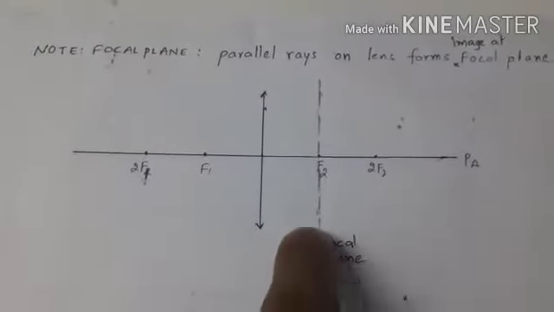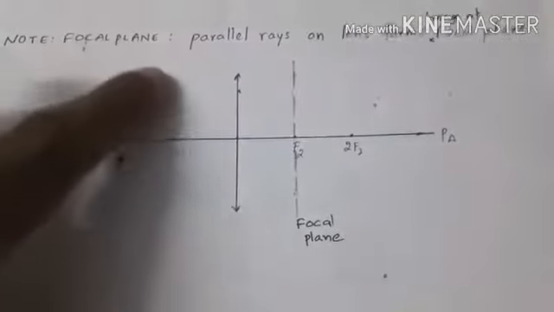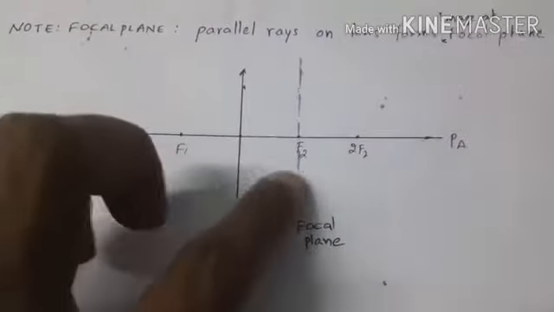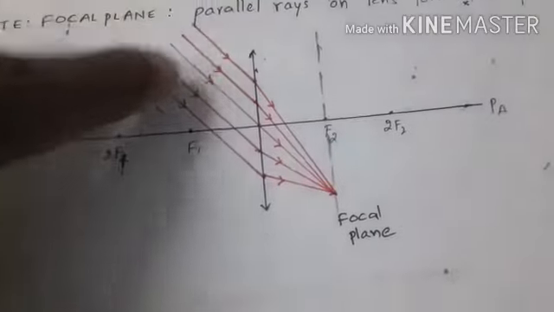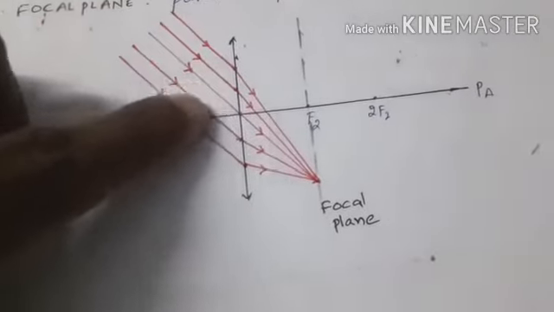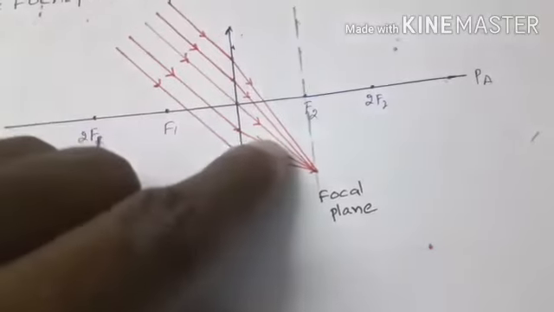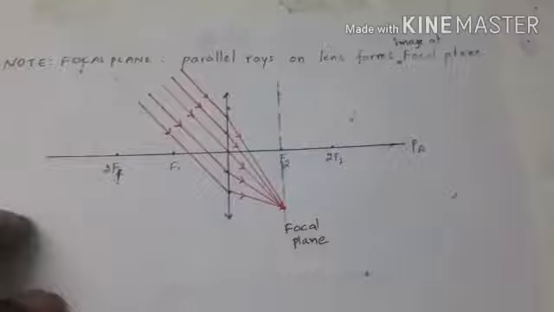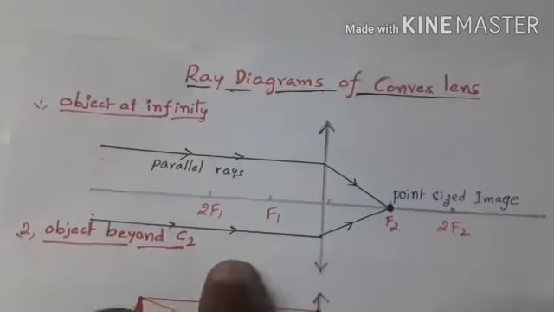See, this is the focal plane. If any parallel rays come at a certain angle to the principal axis, they form an image at the focal plane. See, these are all parallel rays with the same angle to the principal axis, and they form an image at the focal plane. Now we can construct ray diagrams.